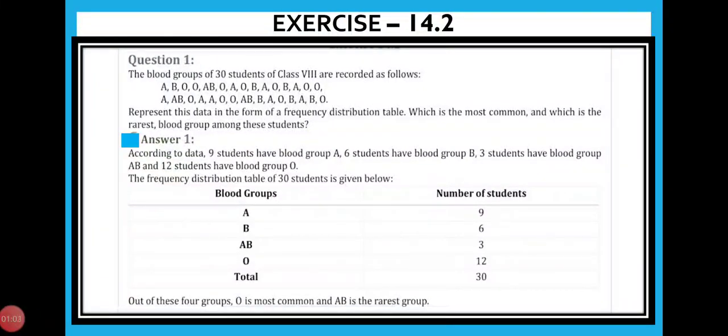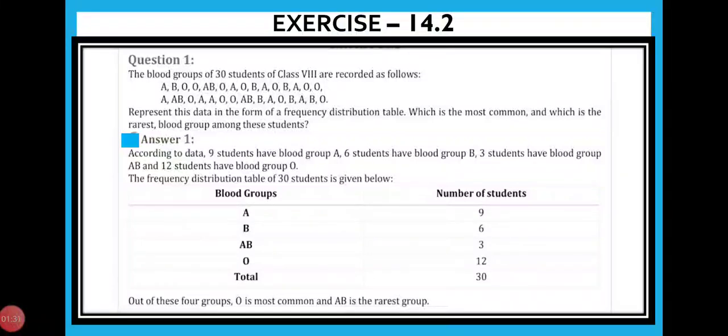So for answer number 1, first let us find out how many students have A blood group, how many have B blood group, how many have O blood group, and how many have AB blood group. According to the data, we count 9 students with blood group A, 6 students with blood group B, 3 students with blood group AB, and 12 students with blood group O.